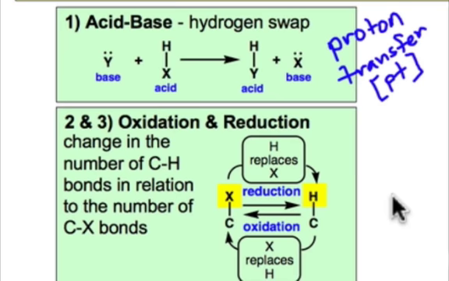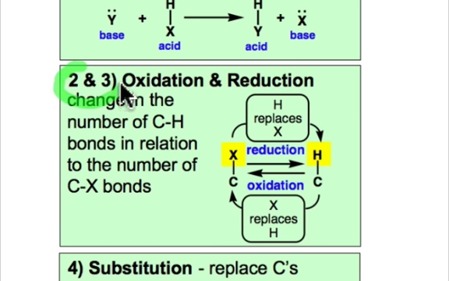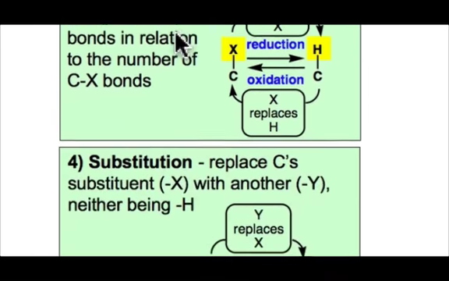Throughout the entire semester, we're going to encounter examples of organic oxidation and reduction reactions. And for right now, all I want you to recognize is that these can often be identified by a change in the number of carbon-hydrogen bonds. And I'll have more to say about that when we encounter some examples.